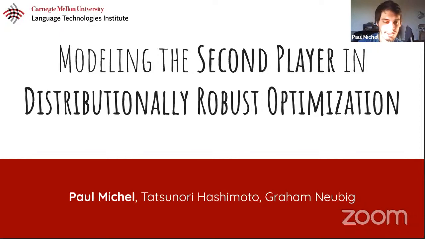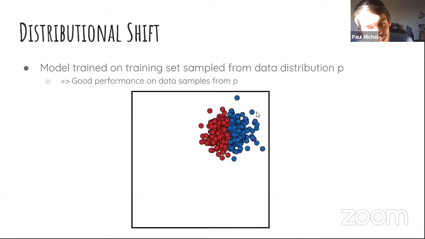Let's get started. This is work I've done with my collaborators Tatsu Hashimoto from Stanford and my advisor Graham Neubig at CMU. It's called modeling the second player in distributionally robust optimization. First, before diving right in, I want to talk a little bit about distributional shift, to make sure we're all on the same page.